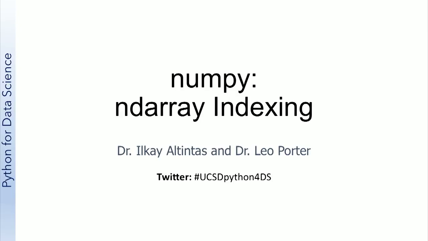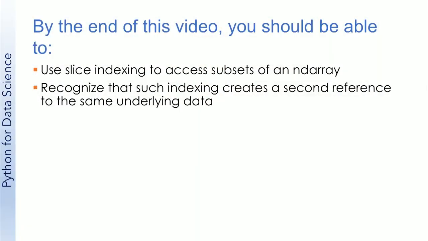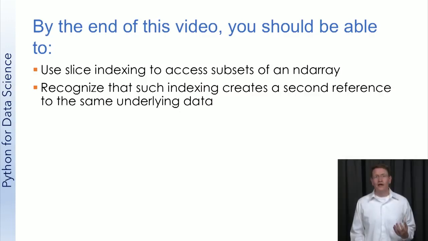In this video, we'll look at different approaches for accessing and permuting data in ND arrays. By the end of this video, you should be able to use slice indexing to access subsets of an ND array and recognize that using such indexing creates a second reference to the same underlying data.